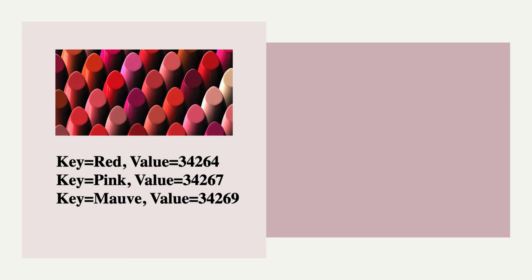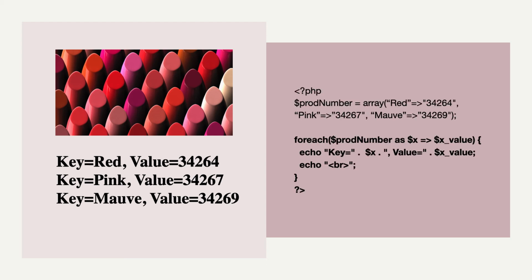Let's say you wanted to print all of the lipstick colors and their associated product numbers for a catalog ordering page. A foreach loop would work well for this process. Write foreach, an open paren to establish the loop parameters, and again the array variable. Next, write as variable $x, which will hold the key value or the lipstick color, a double arrow operator, the associated value variable $x_value, which would give us the product number, and close your parameters with the close paren.